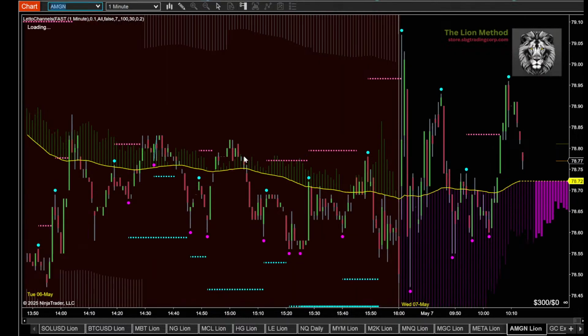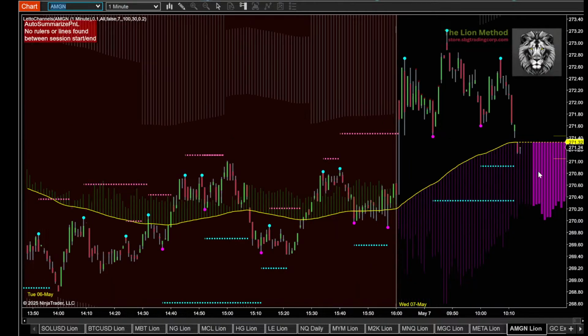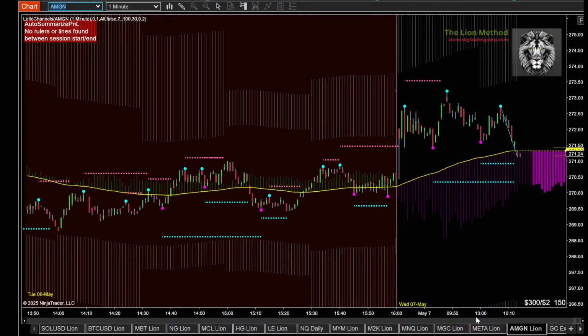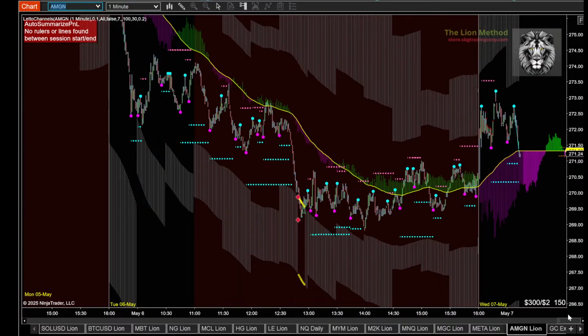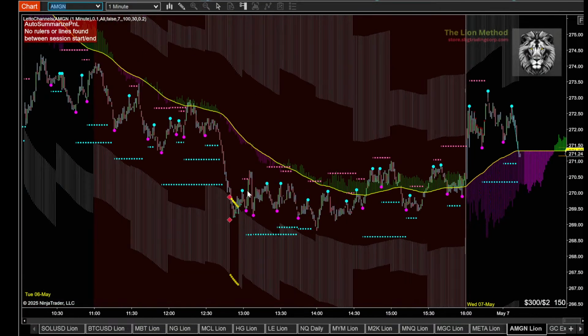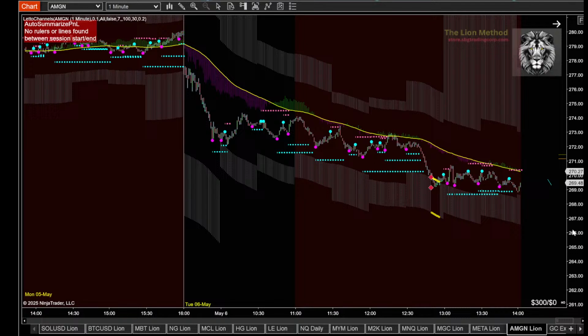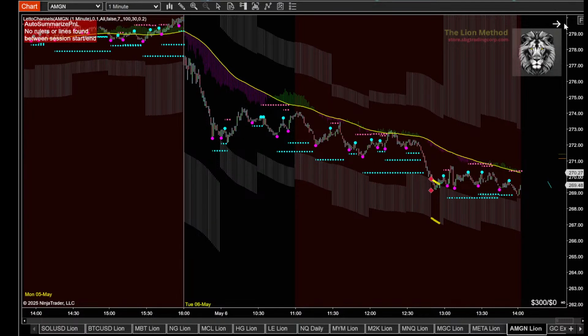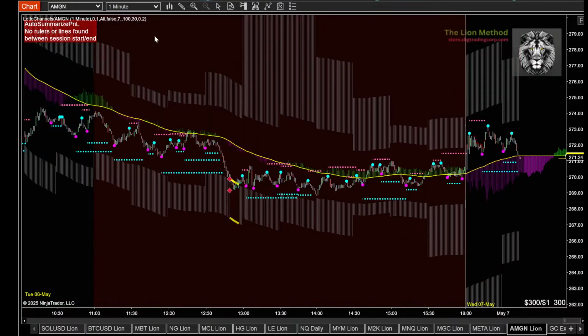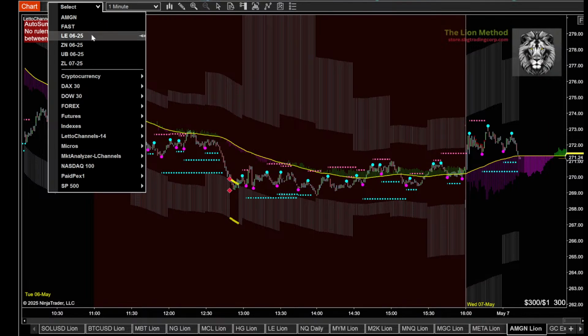I used to trade Amgen back in the day. AMGN. Here's an oversold level, right? We hit target. Boom. Scalp that sucker. Nothing else. What else? Take a look at the Dow 30.